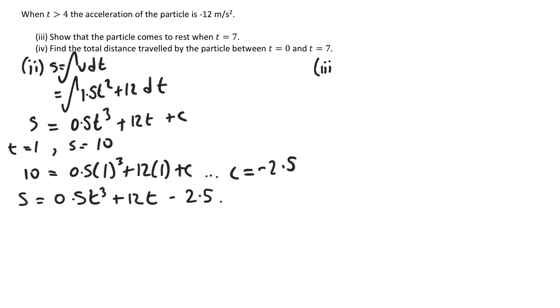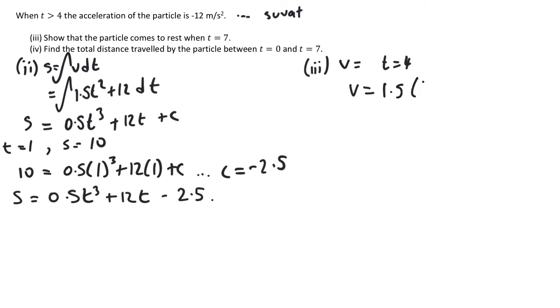Part 3, when t is bigger than 4, the acceleration is -12. So that means after 4 seconds, we're moving into a constant acceleration equation, so we could use our suvat equations. What we need to do then to work out when the particle comes to rest is to find the velocity when t equals 4. So to do that, we'll substitute that into the equation. So v is going to equal 1.5 times 4² plus 12, which is 36 meters per second.